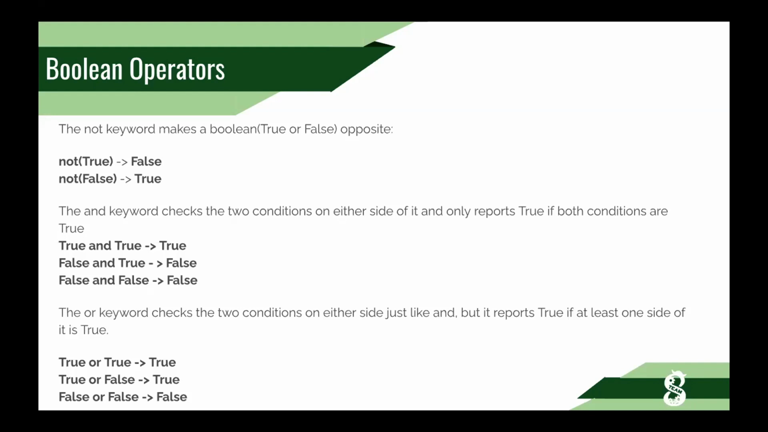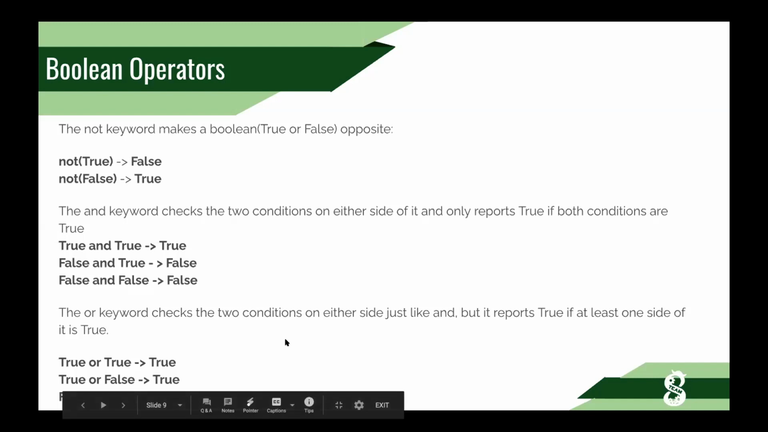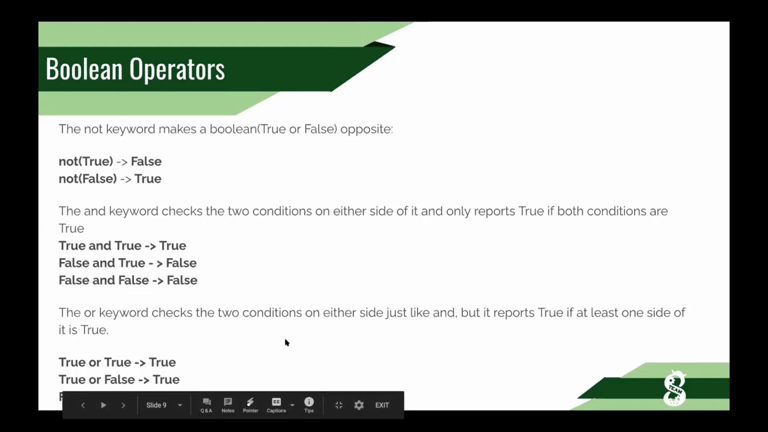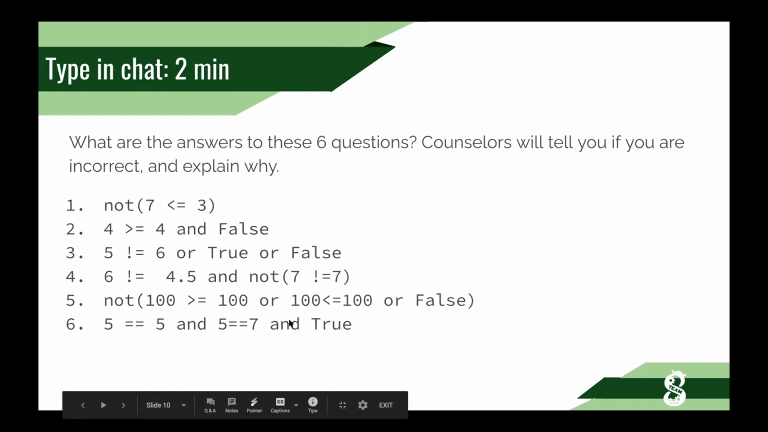The or keyword checks the two conditions on either side, just like and, but it only reports true if at least one side of it is true. True or true is true because at least one is true. True or false is true because one of them is true. And false or false is false because both of them are false.